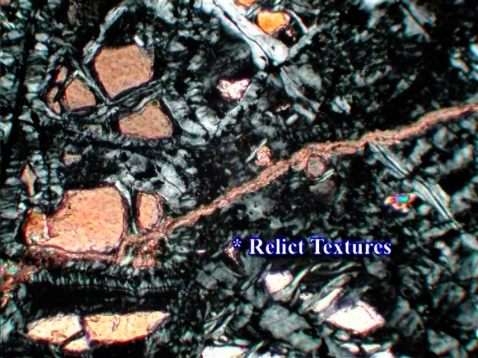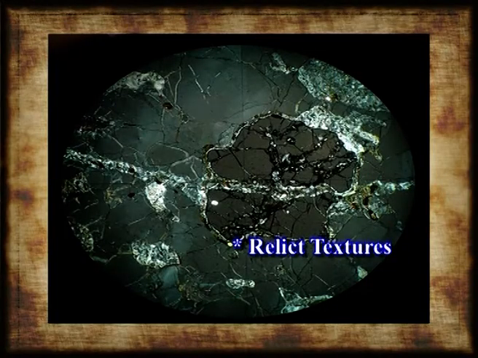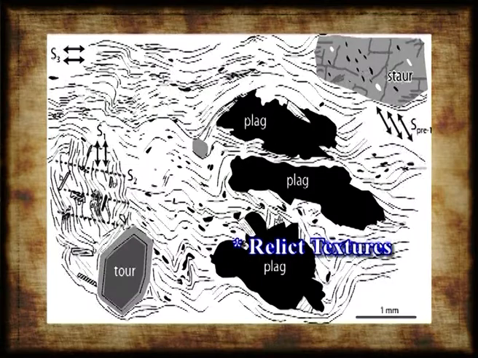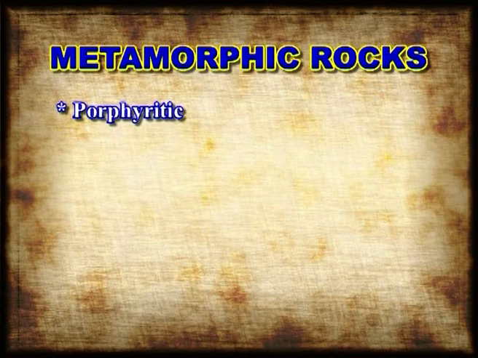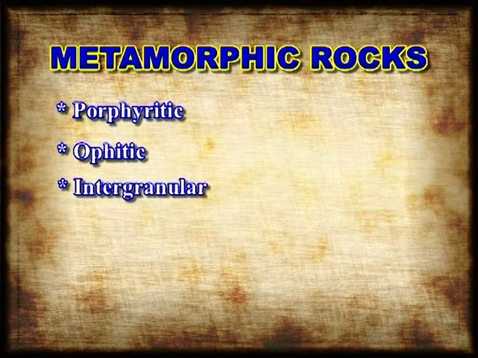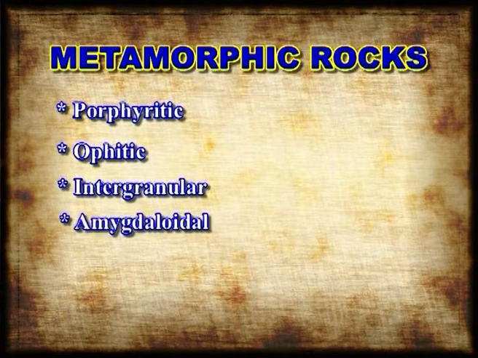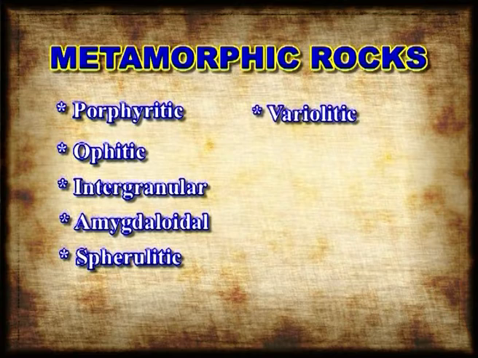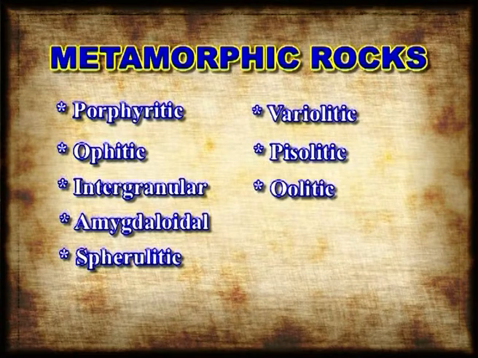Relict textures. There are several types of relict textures. Relict textures in metamorphic rocks are indicated by applying the prefix blasto to the original textural name. Relict textures are best preserved in low grade rocks. Examples of such textures include porphyritic, ophitic, intergranular, amygdaloidal, spherulitic, variolitic, pisolitic and oolitic.